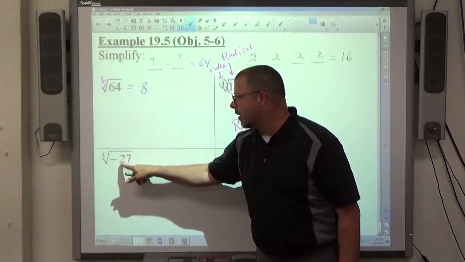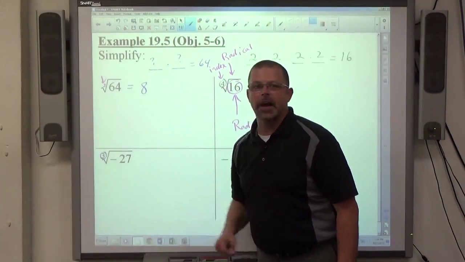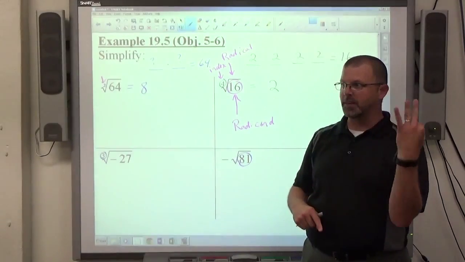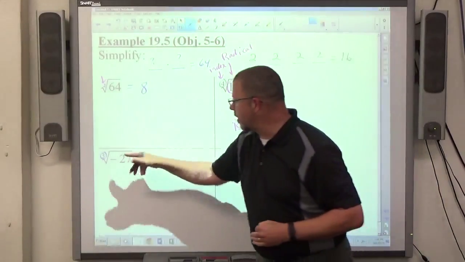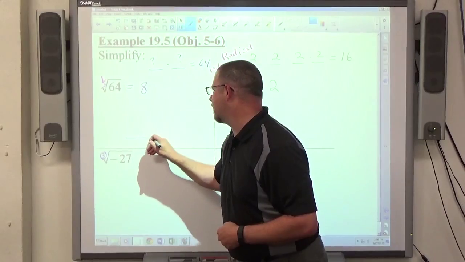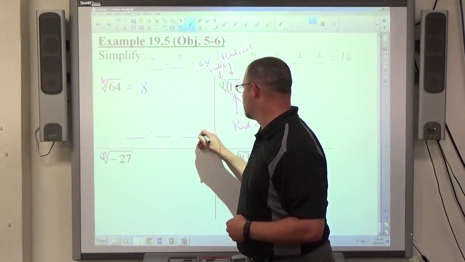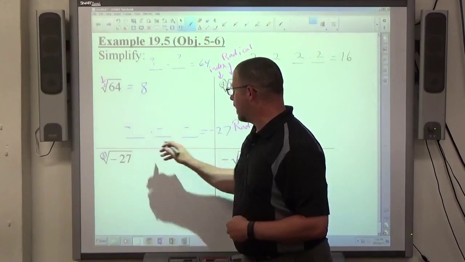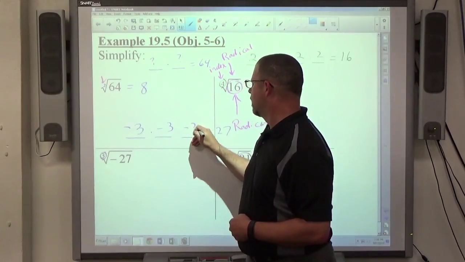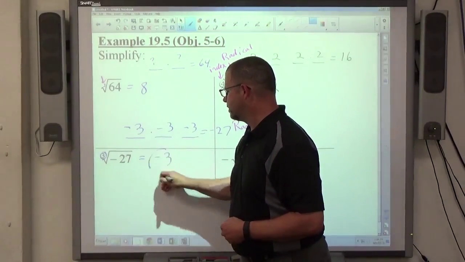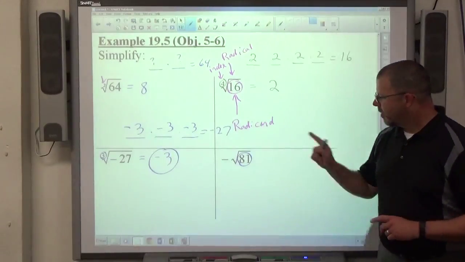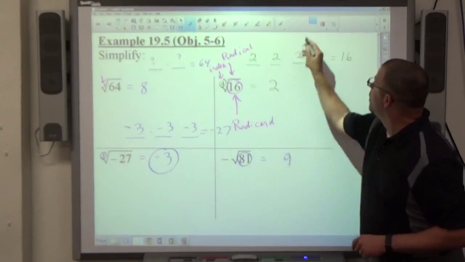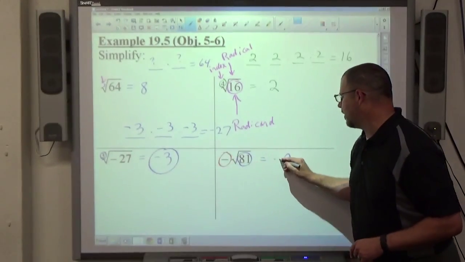Notice this one's a negative underneath the radical, but its index is odd. Okay, that's possible because negative times negative times negative makes a negative, right? So in a situation like that, that's possible. We're looking for something times something times something equals negative 27. And obviously negative, negative, negative, right? To make the negative, and 3, 3, 3. So the answer to that is negative 3. This last one, the square root of 81 is equal to 9, right? Yep. The minus sign out in front just means we want the negative square root.